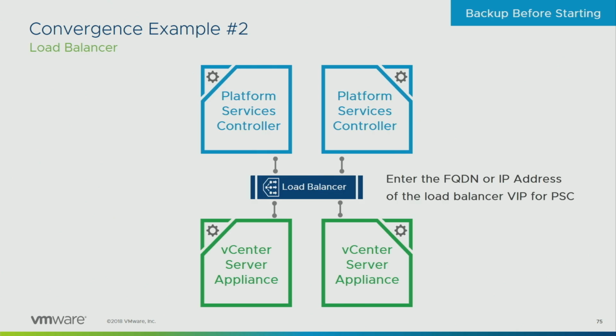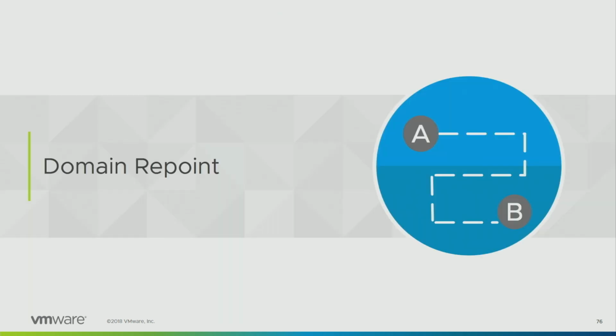We won't go into a workflow for load balancers, but we do have a number of customers who use a load balancer front-ending multiple PSCs. The point we want to make is that you can converge this as well, even with the load balancer in between. You simply specify the load balancer's VIP, and we will automatically discover the back-end PSCs and do the appropriate convergence for you. Okay, I hand over to.